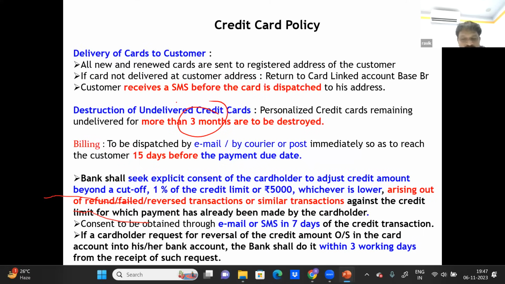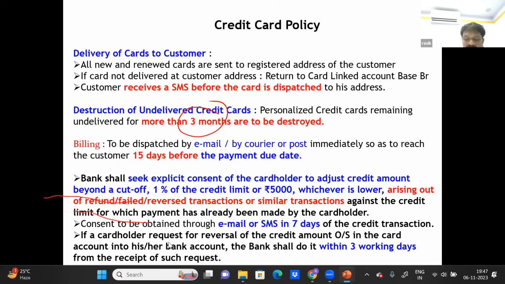Then remember, if a bank wants to adjust, how much can the bank adjust? 1% of the credit limit or a maximum of 5,000, whichever is lower. When it arises out of any refund or such transactions, we can adjust. And remember, consent has to be obtained through email or SMS within 7 days of the credit transaction.